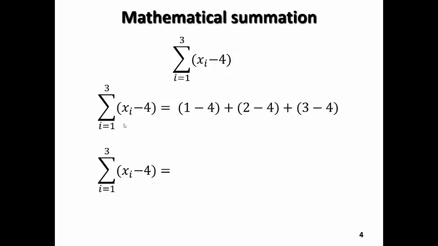So we substituted 1, so we have 1 minus 4. These are in parentheses, so we carry this forward all the way through our sequence until we get to 3. And we add that to 2 minus 4 plus 3 minus 4. We follow our order of operations and we take care of everything inside the parentheses first. So we have negative 3 plus negative 2 plus negative 1, and we end up with a final answer of negative 6.